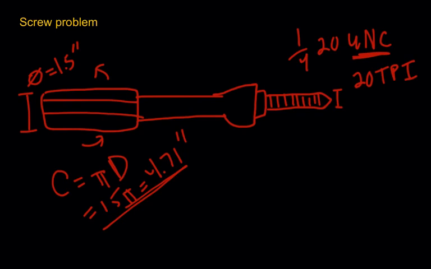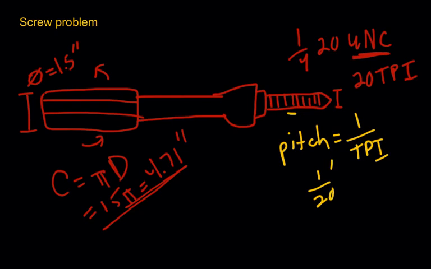Okay, the next problem says, let's see, where is the problem? There we go. Okay, what is the pitch of the screw? Pitch is the distance between one thread and the next thread, and pitch then is 1 over the TPI, the threads per inch. So it would be 1/20th of an inch, then would be your pitch, or 0.05 inches. So that's the pitch.